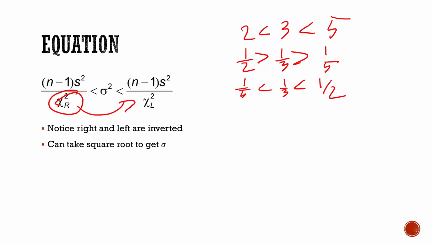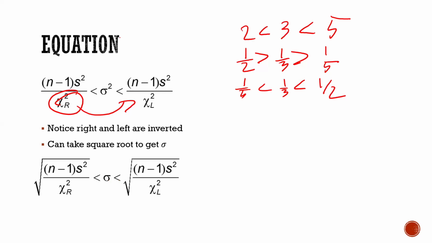Okay, so that's the formula for the variance. Taking the square root of this will give you the formula for the standard deviation. I suggest that instead of memorizing both of these formulas, you just find the confidence interval for the variance, then take the square root.